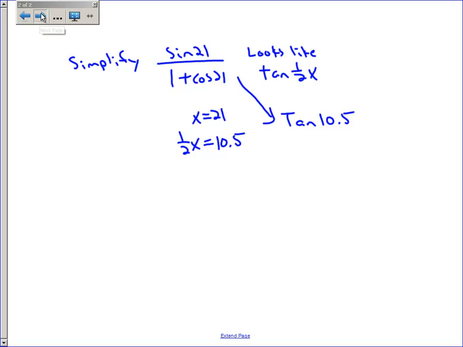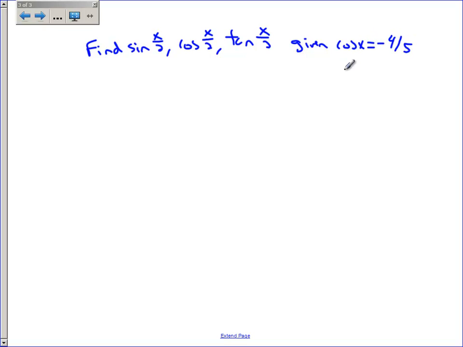Okay, and the last thing you are going to have to do is find the sine of x over 2, the cosine of x over 2, and the tangent of x over 2, given some information. So let's do, given cosine x is -4/5. And also you're going to need some other information, and that other information is, where is x? What quadrant is x in? So let's say 180 is less than x is less than 270.